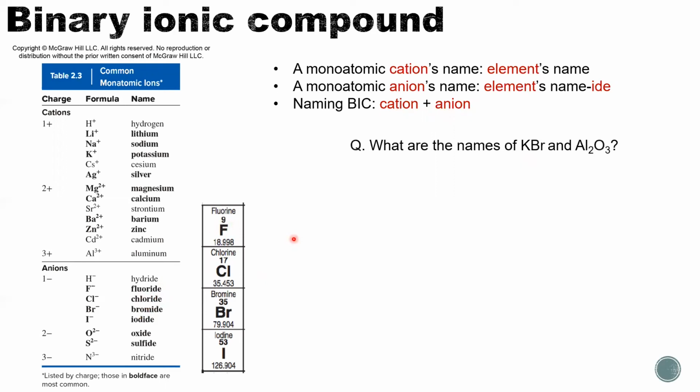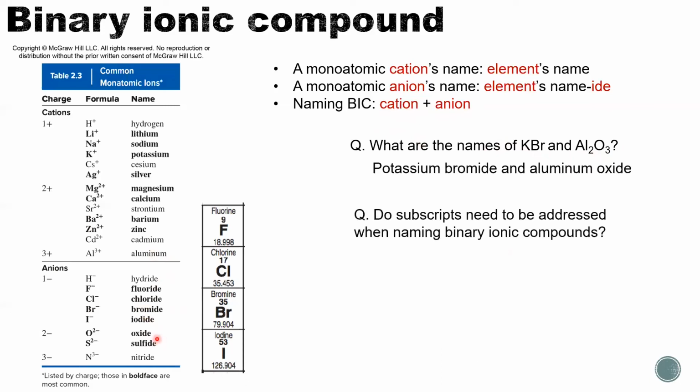Let's take a look at a question. What are the names of KBr and Al2O3? First, when you see the chemical formula of two different species, we first need to identify what type of compound it is. Here, potassium is a metal, bromine is a nonmetal, so it's a binary ionic compound. The same thing applies to Al2O3: aluminum is a metal, oxygen is a nonmetal. After we identify it as a binary ionic compound, we can apply these naming rules. For KBr, we name it potassium bromide. For Al2O3, we name it aluminum oxide. Just literally put these two together.